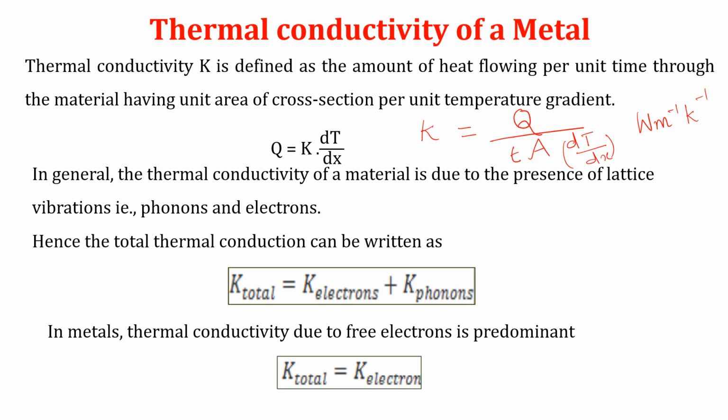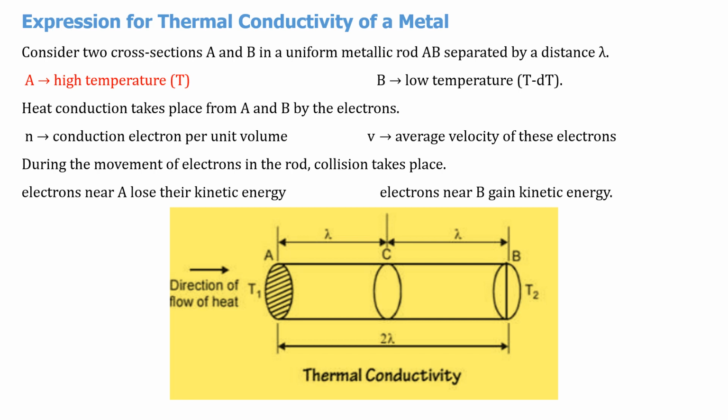Now, the thermal conductivity of the material is due to phonons and electrons. The lattice vibrations are called phonons, and then there are the electrons present in the metal. So the total thermal conduction is based on the thermal conductivity of the electrons and the thermal conductivity of phonons. But in metals, since the topic is thermal conductivity of a metal, the contribution due to the free electrons will be predominant. Now we are going to derive an expression for thermal conductivity of a metal.